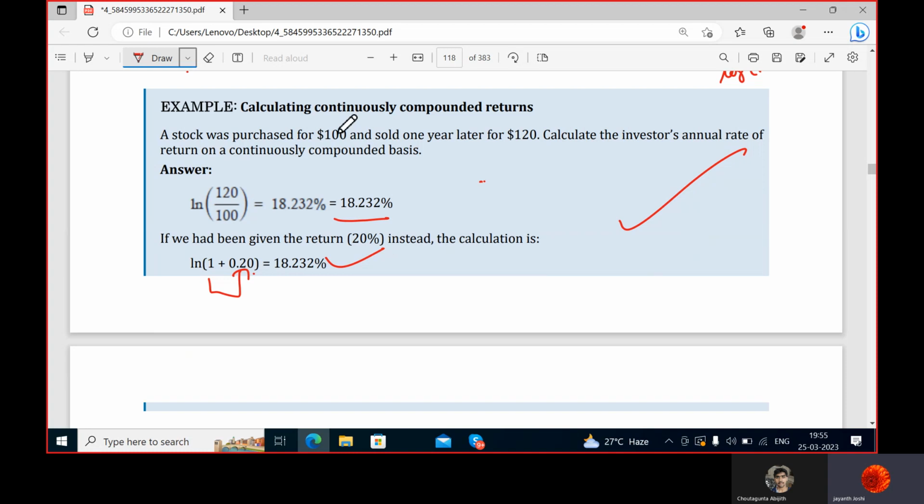See, when you had the stock with you, you held it and the return you got is 20%. So if I take log of that, I get returns, correct? Continuously compounded returns, fine? That means annual rate of return, that's what.